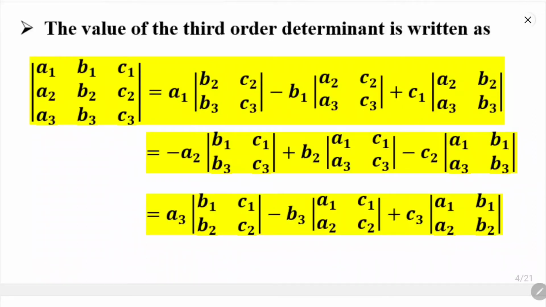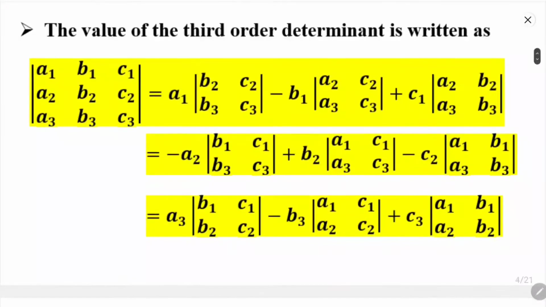Let us consider one determinant, and that is A1, B1, C1, A2, B2, C2, A3, B3, C3. We can find the value of a determinant using any row or any column. We are going to use row number 1, right? We are going to use row number 1.